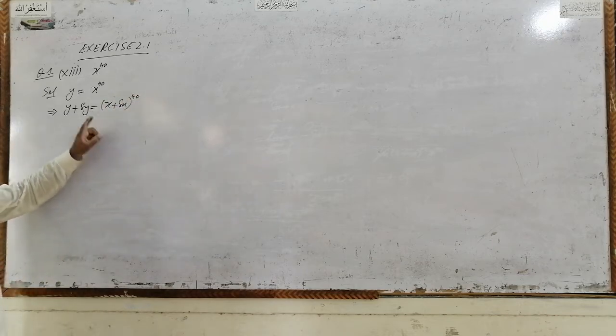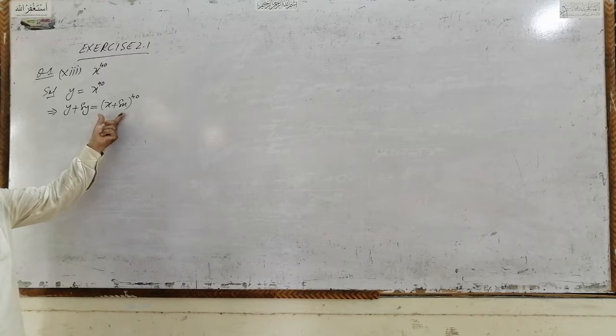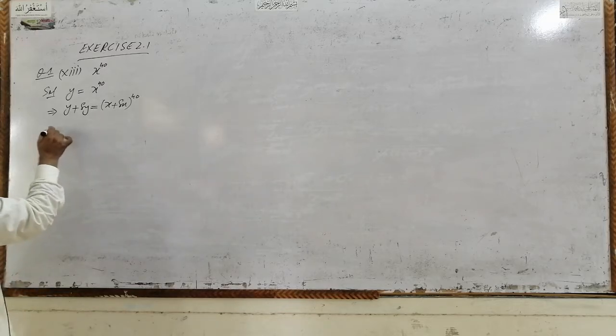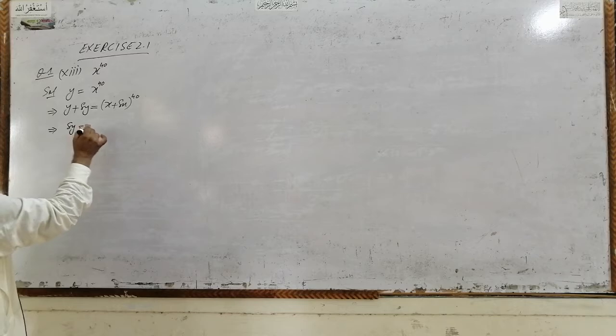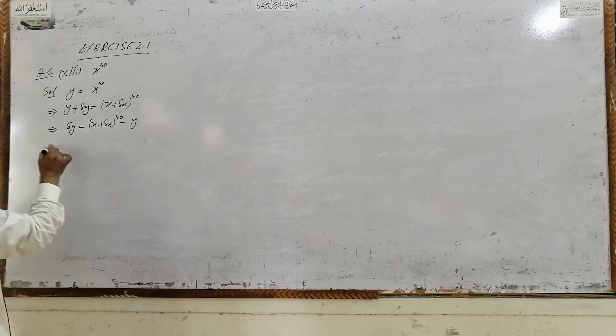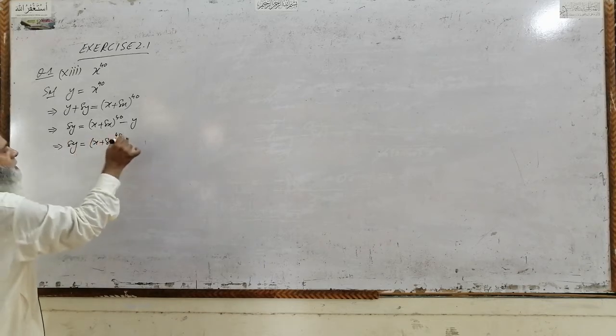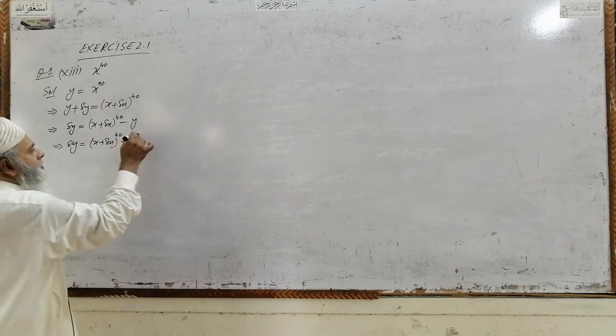Keep in mind, do not disturb the basic formation or basic structure of the function. What is the basic structure of the function? That is x raised to the power 40. Without disturbing x raised to the power 40, you just have to add delta x in x. Now, next step is keep delta y on the left hand side and take y on the right hand side. This is the next step. And then x plus delta x raised to the power 40. Put the value of y, which is x raised to the power 40.